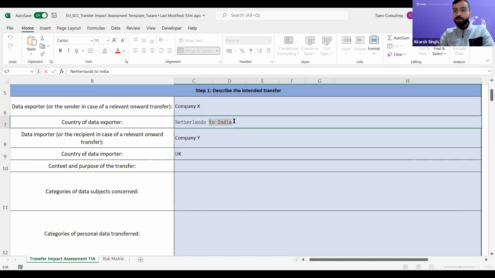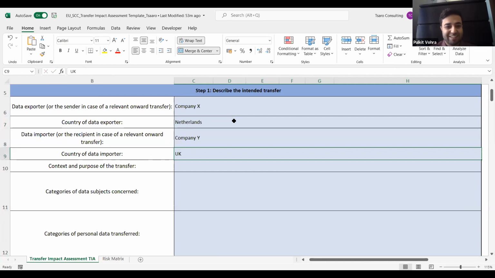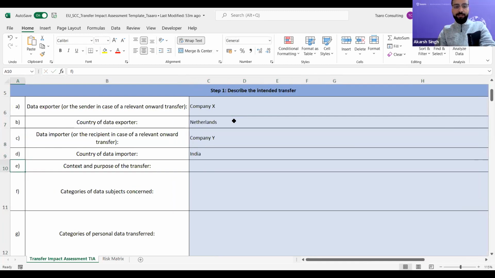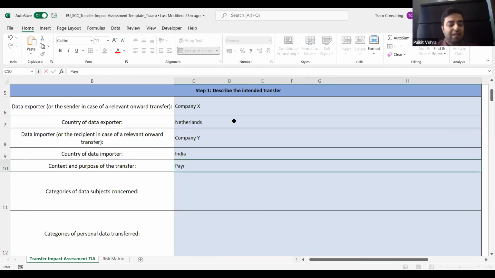I am suggesting to do it from Netherlands to India rather than the opposite. Okay, yeah, that's fine. So you can put data importer as India in that case. Just to be clear. Yeah. Right. The next one is, again, purpose of transfer, so payroll.